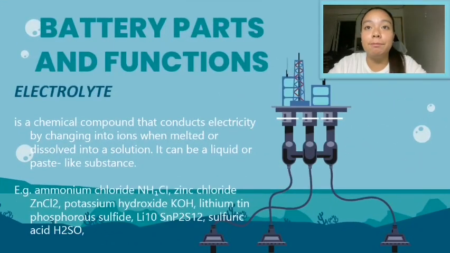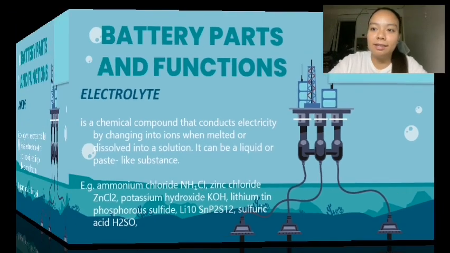Next is the battery parts and functions. First one is electrolytes. It is a chemical compound that conducts electricity by changing into ions when melted or dissolved into a solution. It can be a liquid or paste-like substance, like ammonium chloride, zinc chloride, potassium hydroxide, lithium tin phosphorus sulfide, and sulfuric acid.